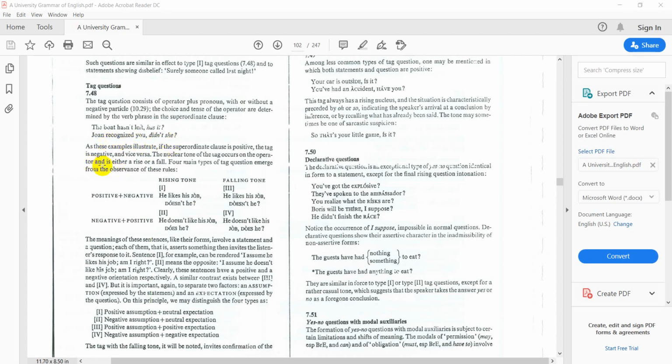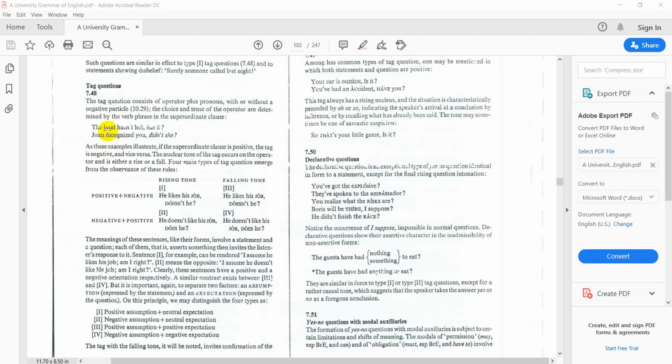As these examples illustrate, if the subordinate clause is positive, the tag is negative, and vice versa.